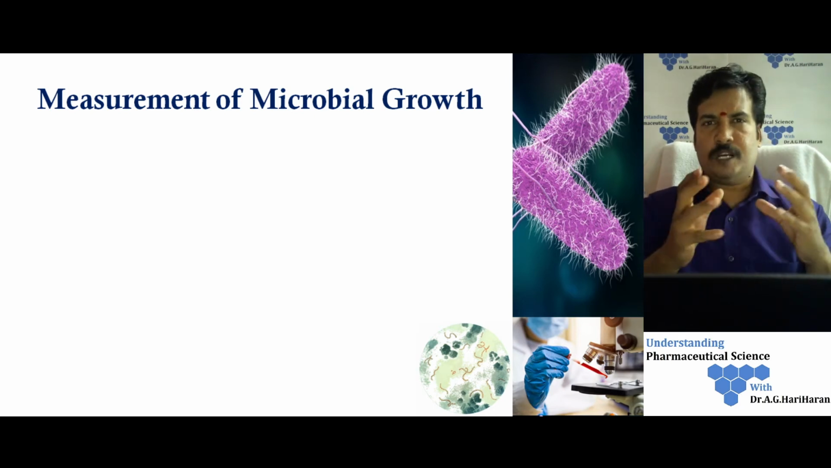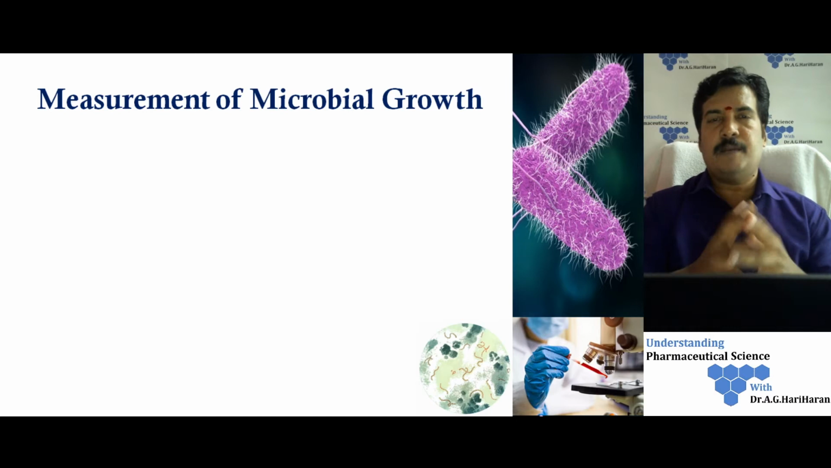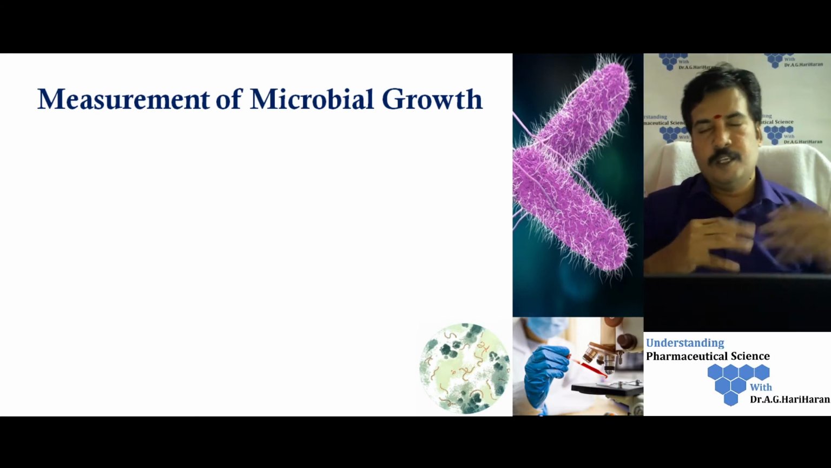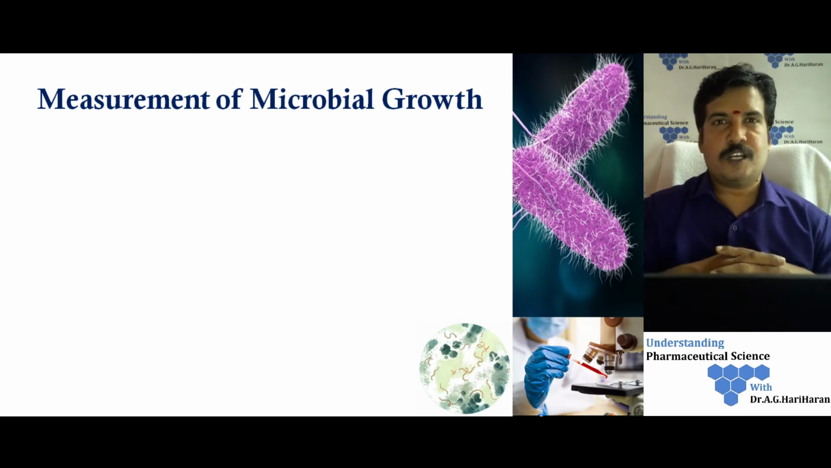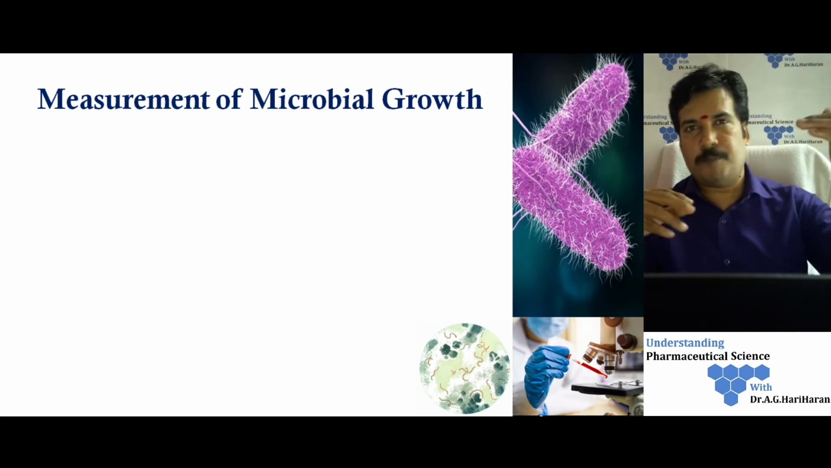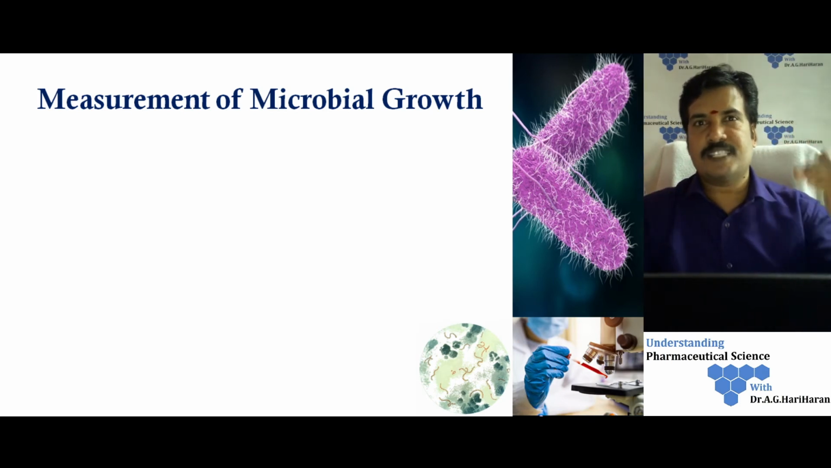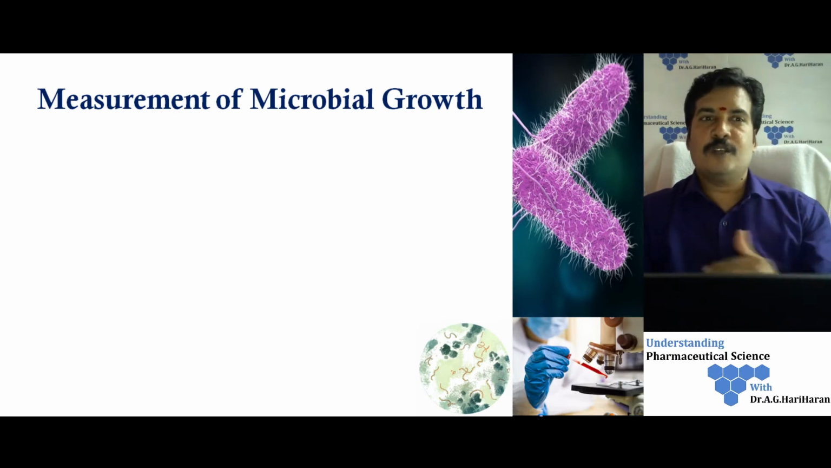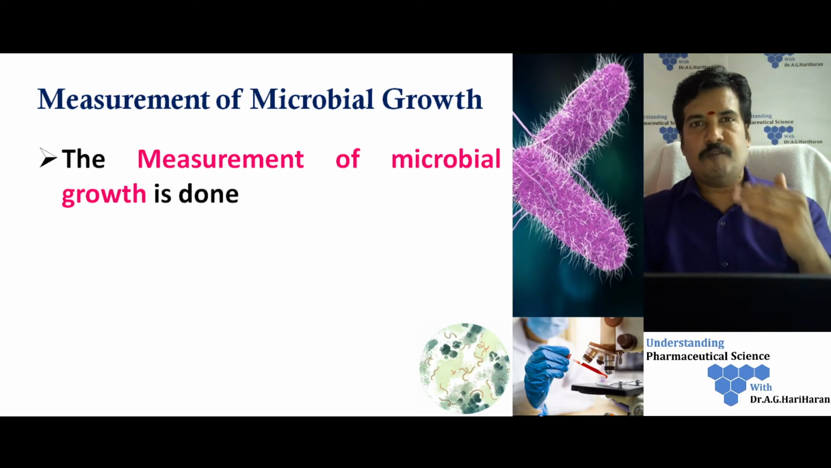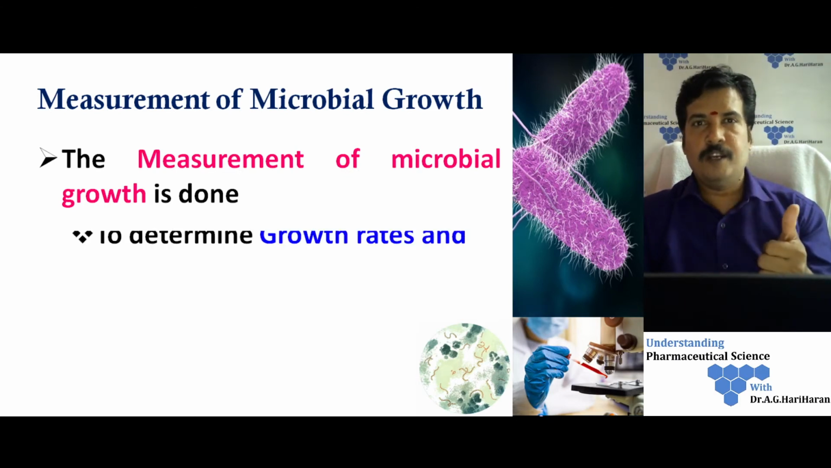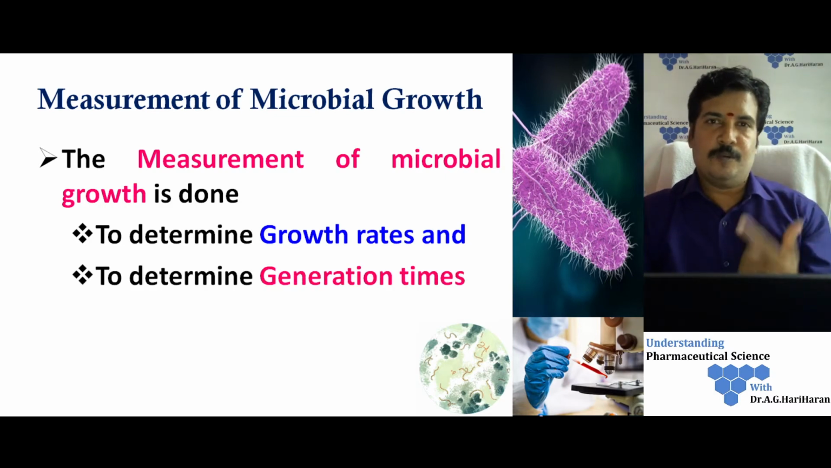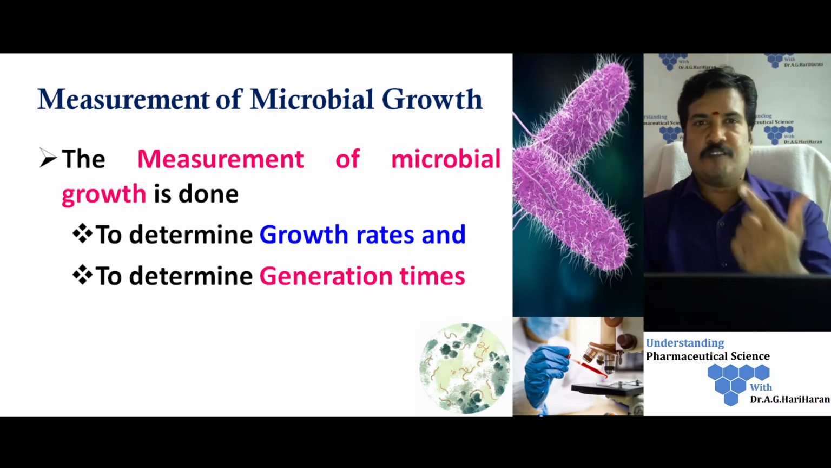Microorganism growth is a very critical part, especially for performing a fermentation production process. In a fermentation process such as production of antibiotics or vitamins, the important thing is in what stage the production cell, the microbial cell, is present, that is, the microbial growth population should be measured. The measurement of microbial growth is done for the determination of, one, growth rate, and second, the generation time. These things are critical for product formation.